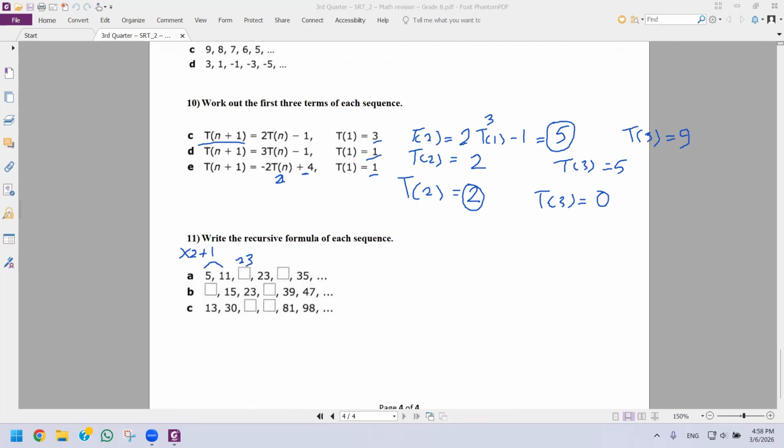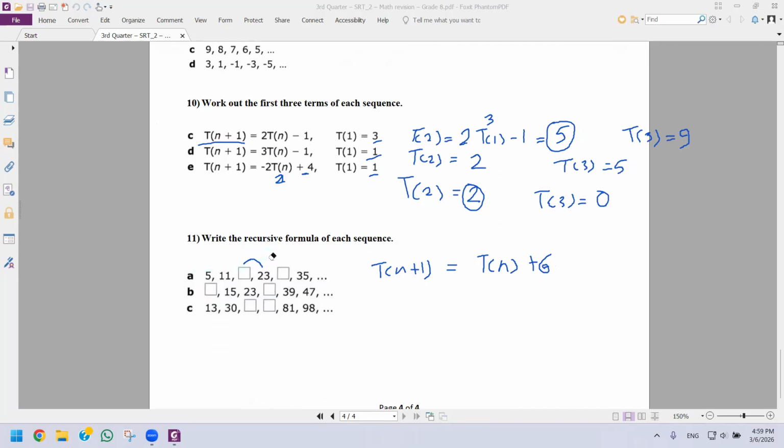So it means no, it's too much. Let's try something different. Let's try addition. How much am I adding from 5 to 11? We're adding 6. 11 plus 6, 17. 17 plus 6, 23. It's correct. We got it. So it's plus 6. Now the recursive formula: if you need to find the new term, what do you have to do? You should get the previous term, Tn, and add 6. So it's Tn plus 6.